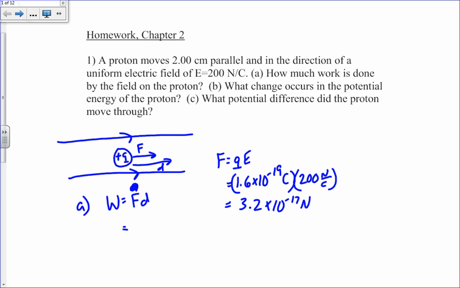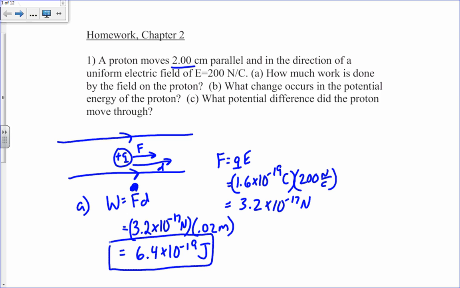newtons. So that's the force that this charge feels, and it acts over a distance of 2 centimeters, so it's 3.2 times 10 to the minus 17 newtons over 2 centimeters, that's going to be 0.02 meters. And that gives me the answer for the work is 6.4 times 10 to the minus 19 joules. That's for part A. That's the work that the field does.